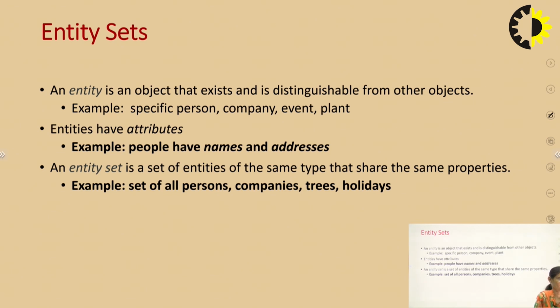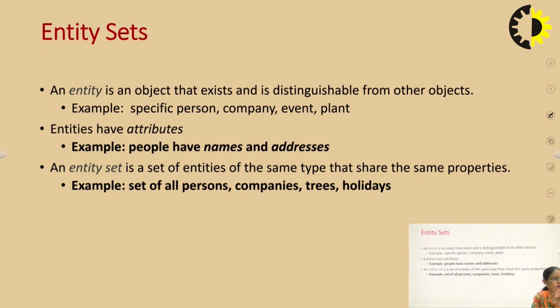So what is an entity set? An entity, which we have seen earlier, is an object that exists and is distinguishable from other objects. For example, a specific person, company, event, plant, animal, shape, and so on.